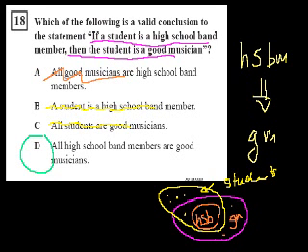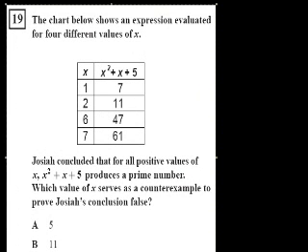Problem 19. Let me erase this one. This looks like another one that I'm going to have to copy and paste. Okay. I've copied it. Okay, let me do a dark color. The chart below shows an expression evaluated for 4 different values of x. All right. When x is equal to 1, x squared plus x plus 5, right? 1 plus 1 plus 5 is 7.